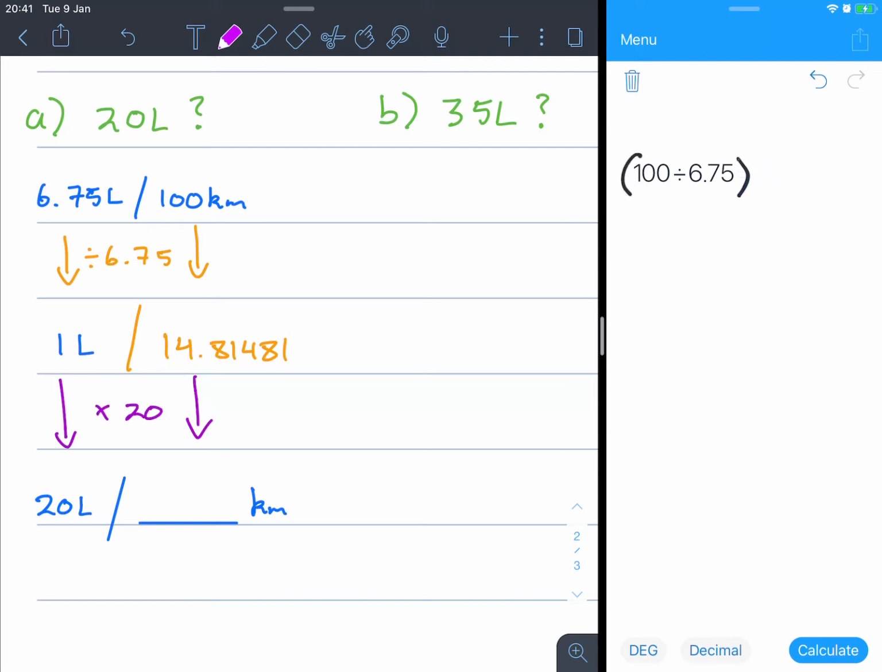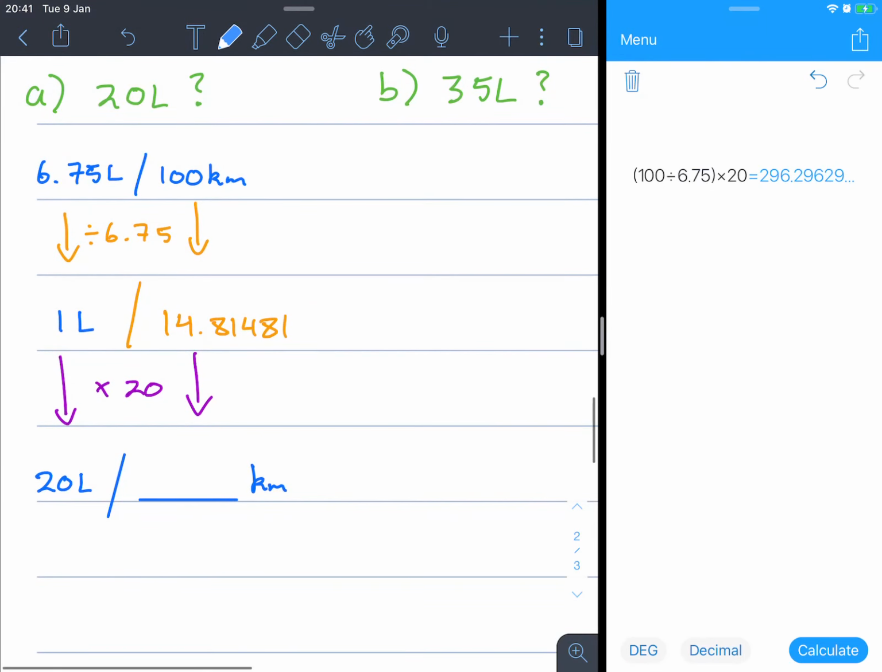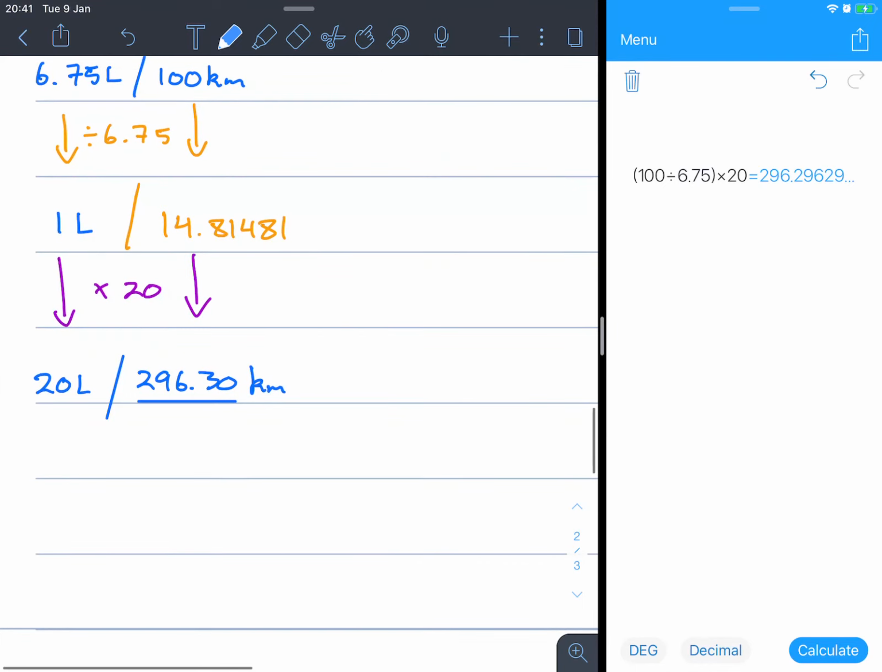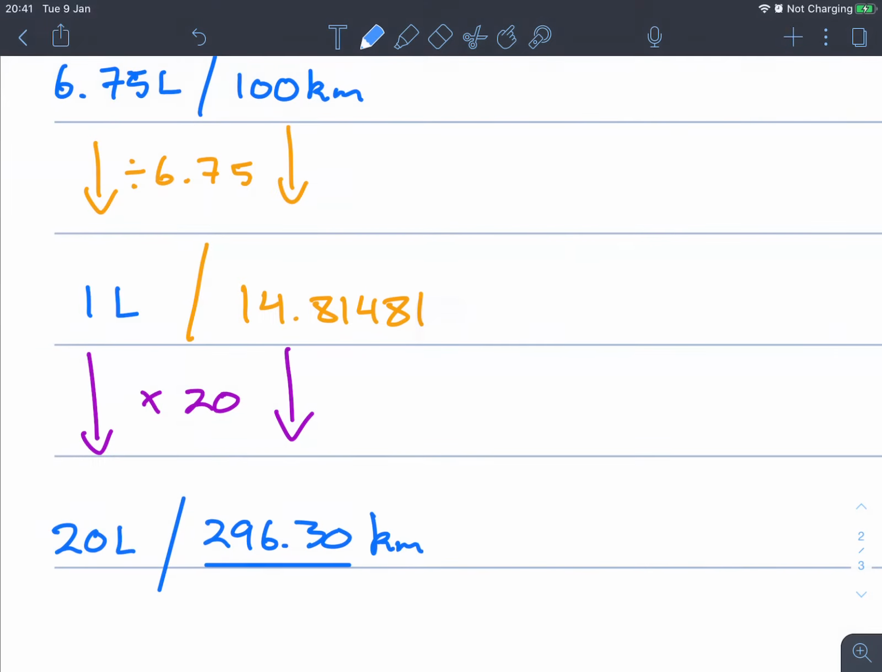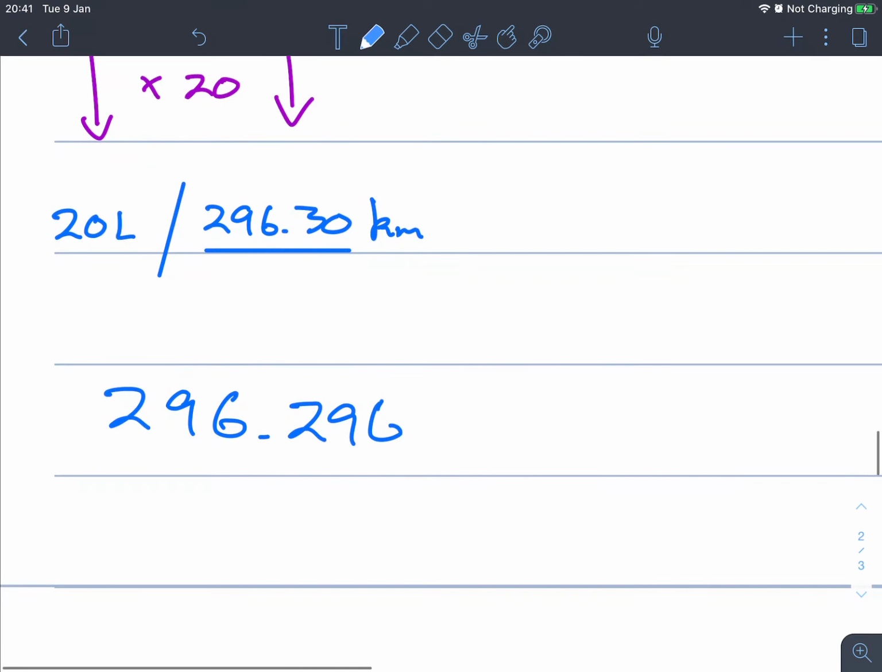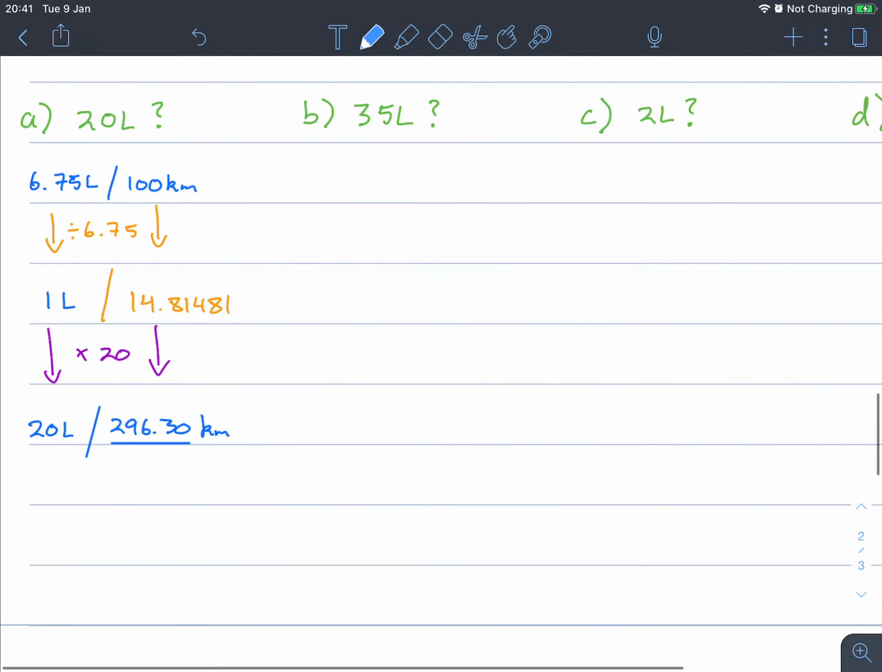And now, because we're told 20 liters, we're going to multiply both sides by 20. So I'll take this entire answer and multiply it by 20. That gives us 296.3. Rounding, I'll just show you what I see in the calculator. It's going to be 296.296. Because it's this, we're going to round off to 3. So 296.30 kilometers. Can you see the similarities in methods?